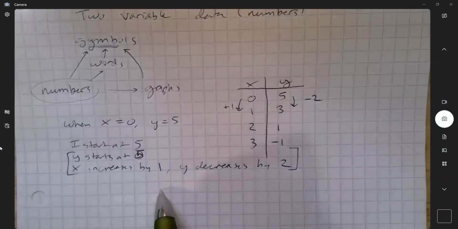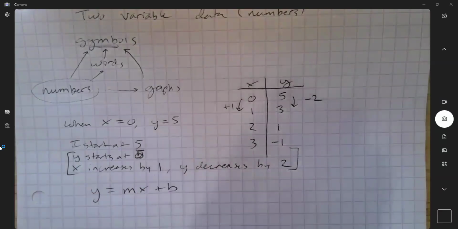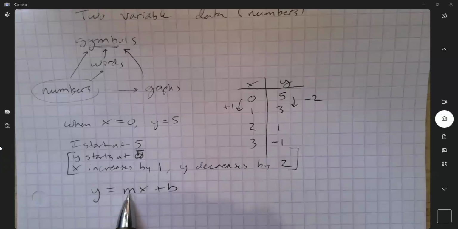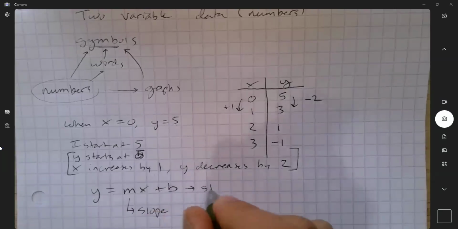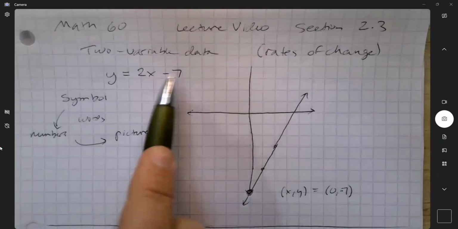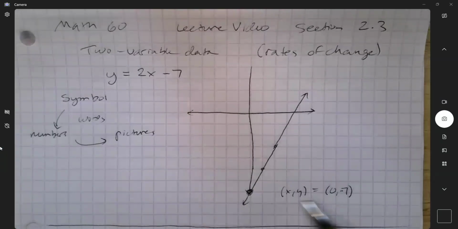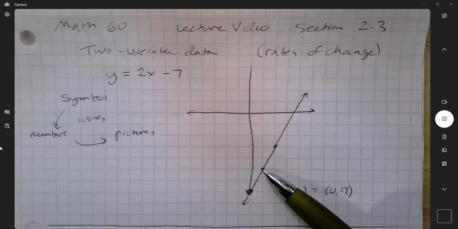And I can go from the words to the symbols if I remember that lines are usually written as y equals some slope times x plus some starting value. I can't remember if we've talked about slope. We're talking about it now. I'm going to go back to my other example. Notice we have a -7 on the end, and that's the starting value for y. And the 2x means every time x goes up by 1, y goes up by 2.